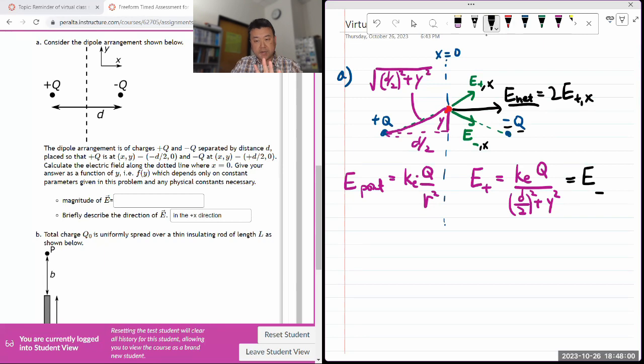So for the x component, I'm basically considering this triangle here. That's the magnitude, and I have these two legs. And for the x component, I'm looking at this leg here. That's what I'm trying to figure out. So I need this angle here, which I'm not given, but I think I have enough sense of geometry to know that this angle is the same as this angle here.